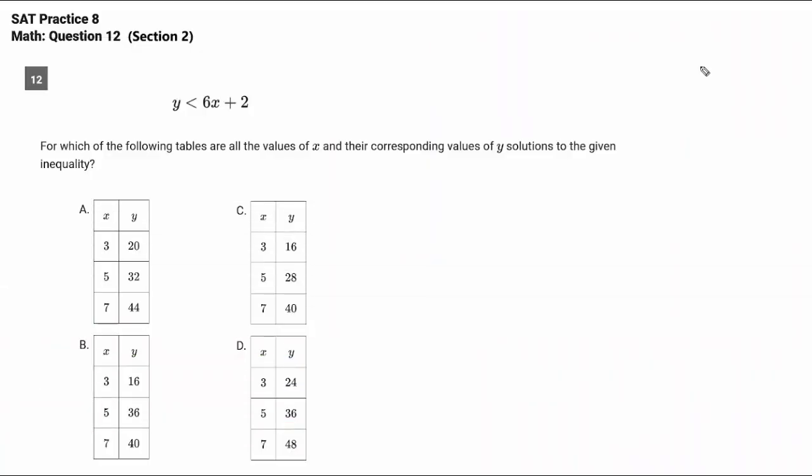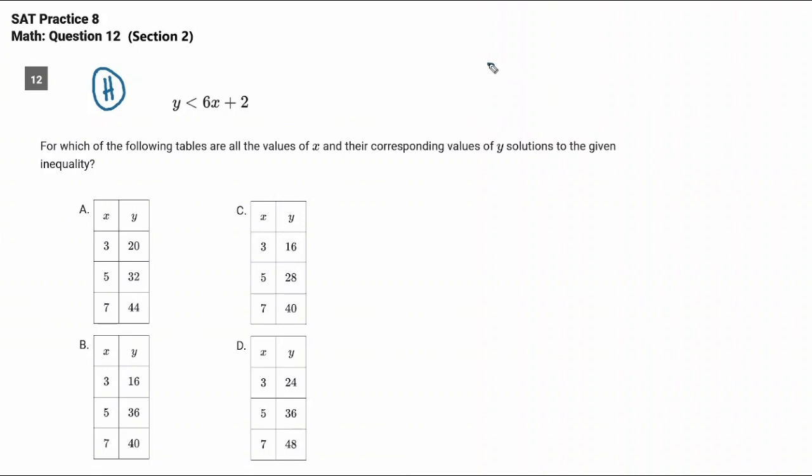We're on SAT Practice Test 8, Math Section 2, Question 12. Level of difficulty is hard. Got an inequality: which of the following tables are all the values of x and their corresponding values of y solutions to the given inequality? Guys, we saw this exact same question in Section 1 of this very SAT. Evil Testing Service loves this question. The way to do it is to plug in the answer choices. All you got to do is go down, do the x's and y's, and see which set works every time for the inequality.